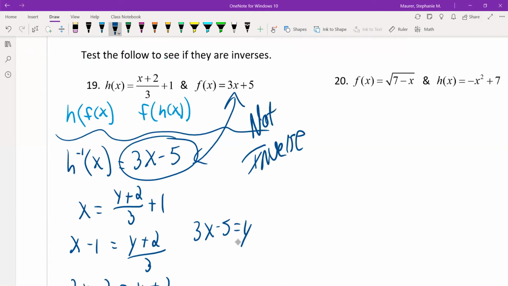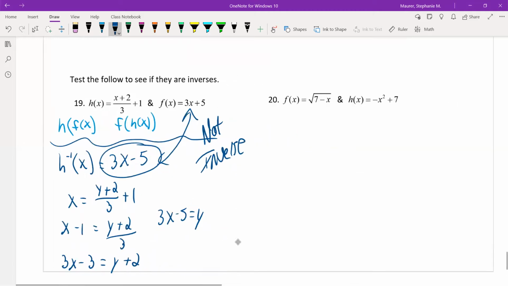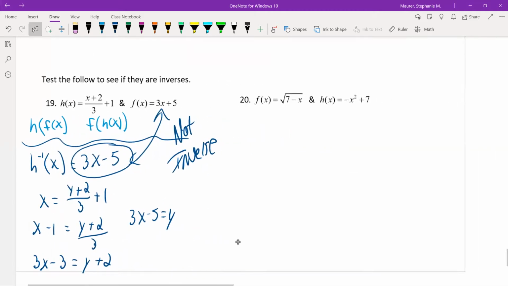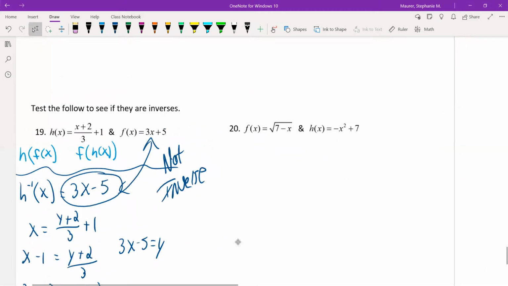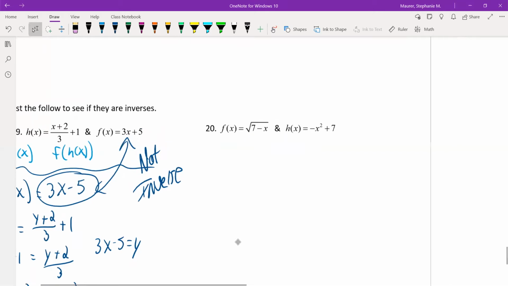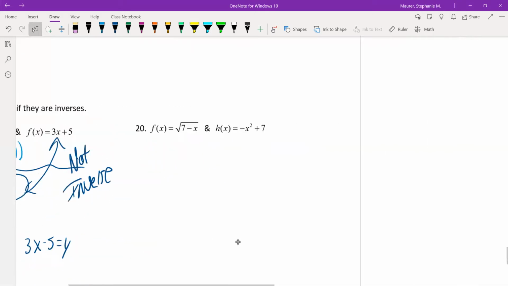Okay, so that's option number 2, is just straight up finding the inverse to one of the problems. If it matches the other function, they're inverses. If it does not match, then they are not inverses. Okay, so that's the idea. You can practice that in number 20 as well. There's just one last thing that I want to remind you guys of, and that's graphing.